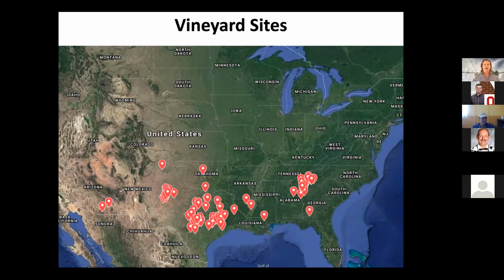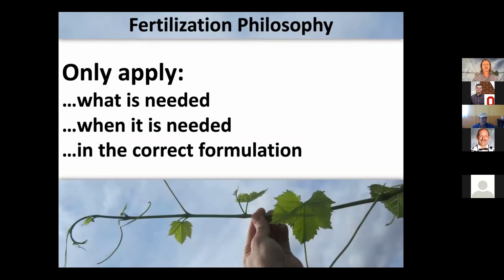And just to give you an idea where I work, we get a lot of variability. So I see all ends of the spectrum, and I know Ohio has a wide range of variability across the state as well. So my philosophy is to only apply what is needed. We never want to just throw out an NPK fertilizer, right? Because we need nitrogen. We would only put out nitrogen if that's all we need. So apply what is needed when it is needed.